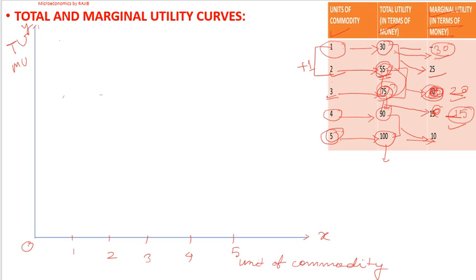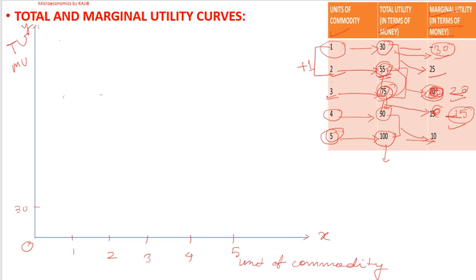So we have 5 units here, and first of all we will place the total utility. For the first unit we have 30. First of all we'll just mark 30 here. I have not taken any scale, I am just showing you how to place it. You have to take a scale, and according to your scale you have to draw.